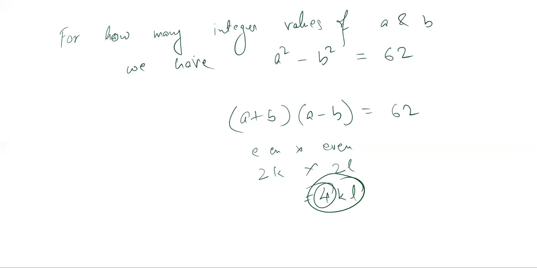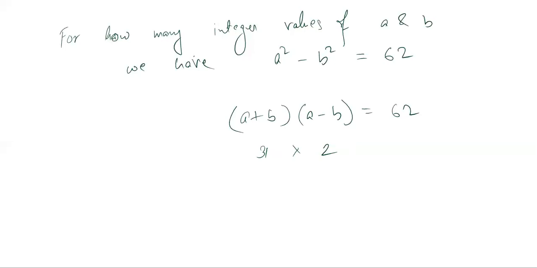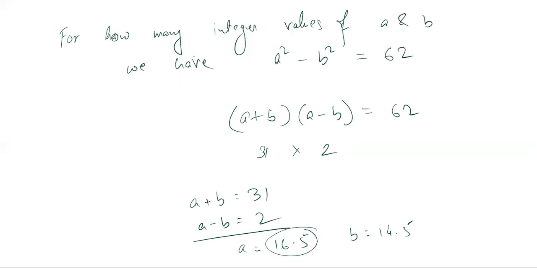For instance, I can very well break this a plus b into a minus b as 31 into 2. There is no problem in that as far as values are concerned. So if a plus b is 31, and a minus b is 2, you can check it out yourself. You can just add the two. You'll find that a is coming out to be 16.5, and then b will automatically come out to be 14.5. So in that situation, these are not integer solutions, right? So effectively we are going to have solutions, but we're never going to have integer solutions as long as this part is even but not a multiple of 4.